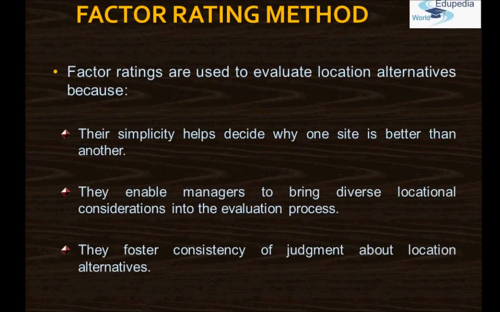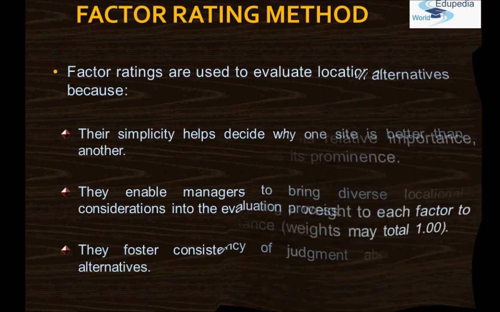Well, let's see now why these methods are so widely used. As I said, the factor rating method is the simplest approach to a location decision, and it is their simplicity which has made them so popular. Their simplicity helps the decision maker to decide why one site is better than the other. Further, they enable the managers to bring diverse locational considerations and diverse factors into the evaluation process. You can use both the tangible as well as the intangible factors together simultaneously. Further, they foster consistency of judgment about location alternatives.